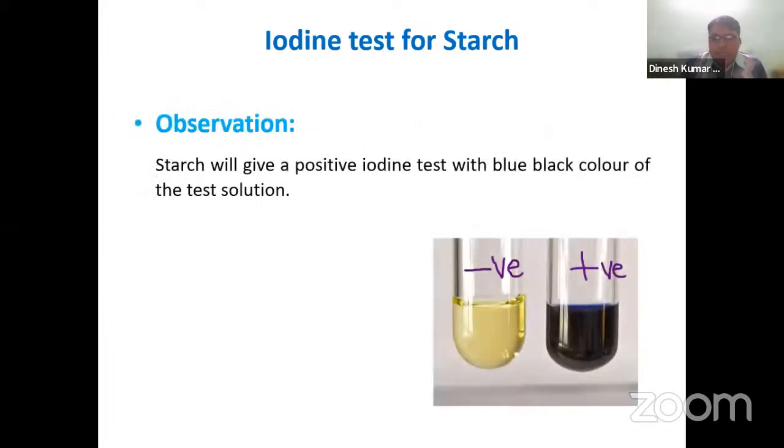So the positive test will show a blue color, dark blue color, and the negative test shows the same yellow color of the iodine. So we can see whether the sample is a polysaccharide or starch.